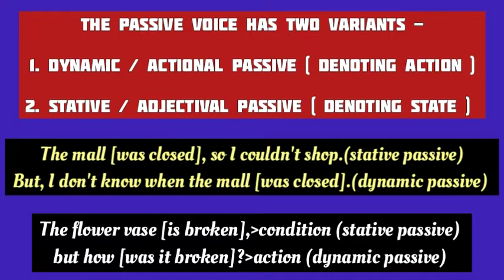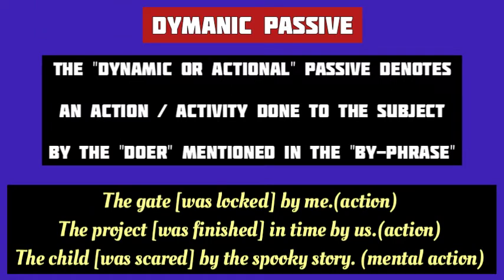Similarly, in the sentence, "The flower vase is broken," the passive construction "is broken" indicates the condition or state of the flower vase. So it's an example of stative passive. However, in the subsequent clause, "How was it broken?" the passive construction "was broken" indicates an action, the act of breaking the vase. And so it's a dynamic passive construction. So the same passive construction may be either stative passive or dynamic passive depending on whether it shows a state or an action. Now let's try to understand the dynamic passive and the stative passive more clearly.